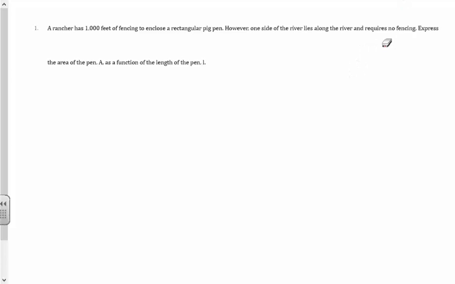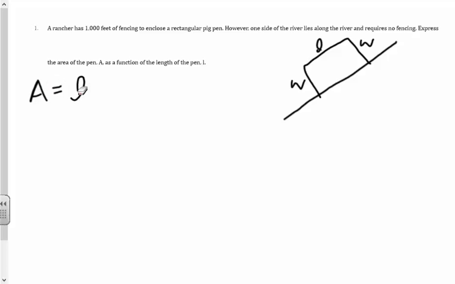So if we think about it here, if we draw ourselves a little picture, here's the river, and we are putting fence on three sides. So I've got the length, the width, the width. I don't need two lengths because this guy is on the river. So what I need to do is find some way to relate all these values using only A's and L's. Well, I know that the area is length times width.